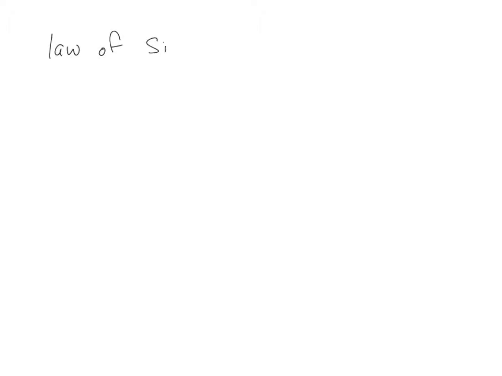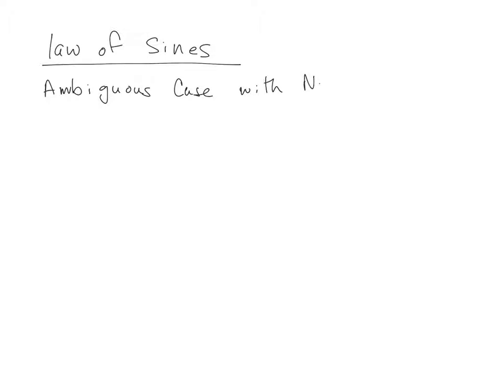So this is for the law of sines. We're going to do another question. This question involves an ambiguous case that does not have a solution. This is question number 4 from the guided notes in 6.1, the law of sines.